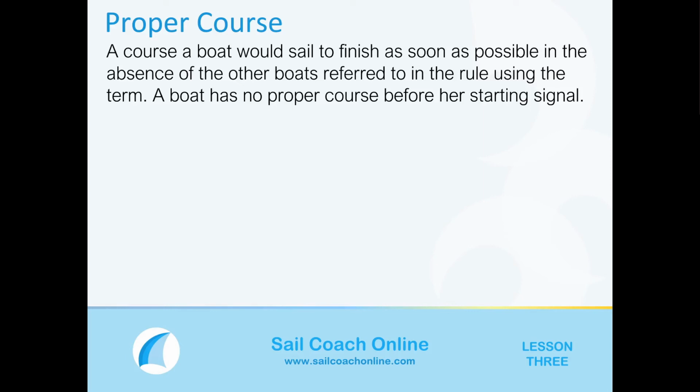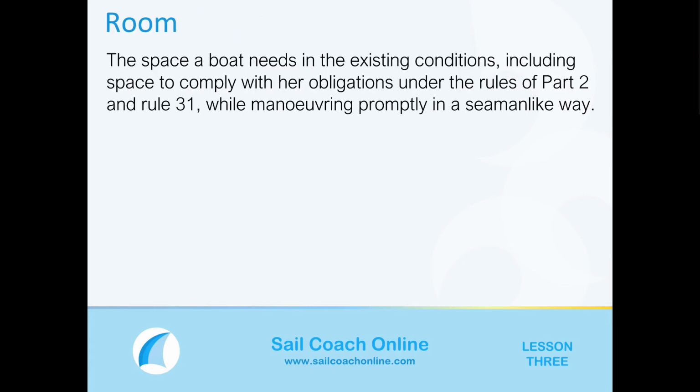Next, we're going to look at proper course. A course a boat would sail to finish as soon as possible in the absence of the other boats, referred to in the rule using the term, a boat has no proper course before her starting signal. The next definition we're going to look at is room. The space a boat needs in existing conditions, including space to comply with her obligations under the rules of Part 2 and Rule 31, while maneuvering promptly in a seaman-like way.